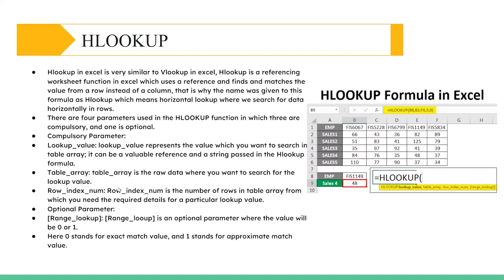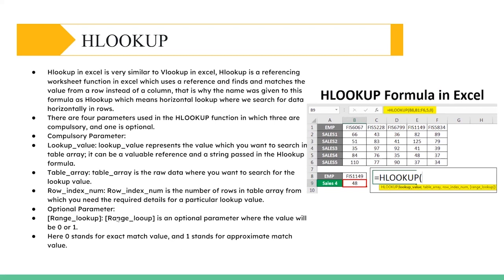Row index number is the number of rows in the table array from which you need the required detail for a particular lookup value. Now this is again the same as the column index number, which is the number of the column from which you want to fetch the value. Same is for the row.